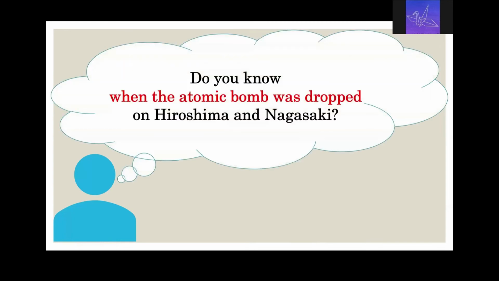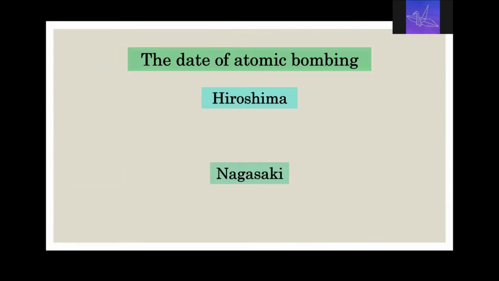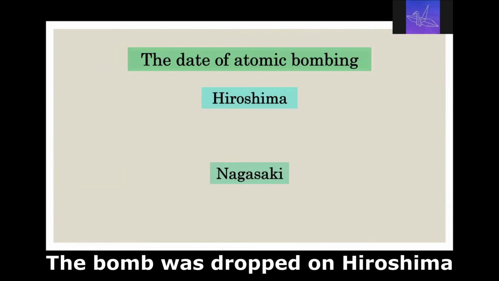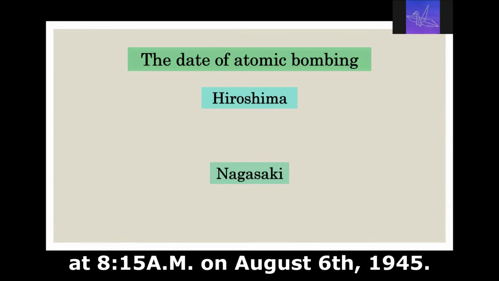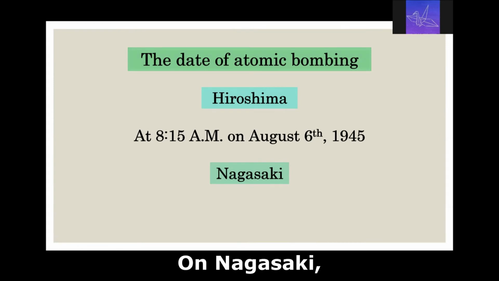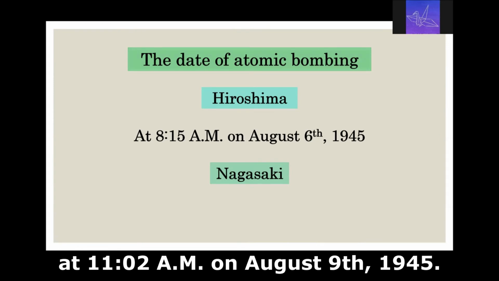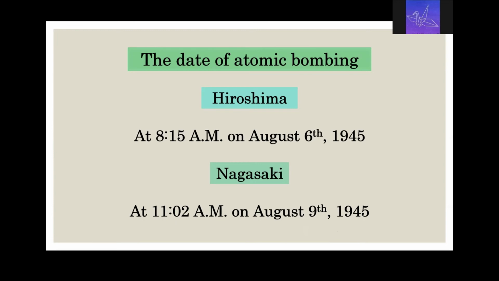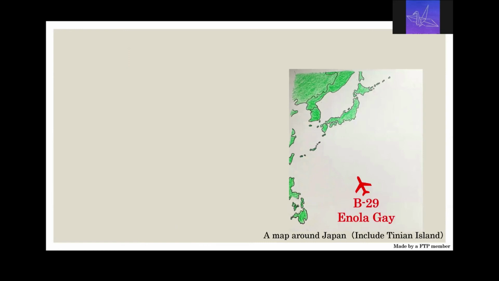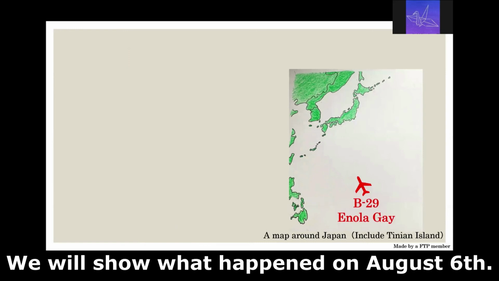By the way, do you know when the atomic bomb was dropped on Hiroshima and Nagasaki? The bomb was dropped on Hiroshima at 8:15 a.m. on August 6, 1945, and on Nagasaki at 11:02 a.m. on August 9, 1945. Now, we will show what happened on August 6.